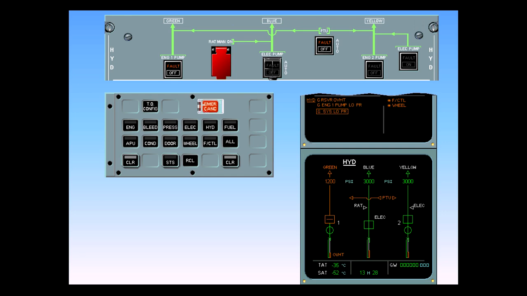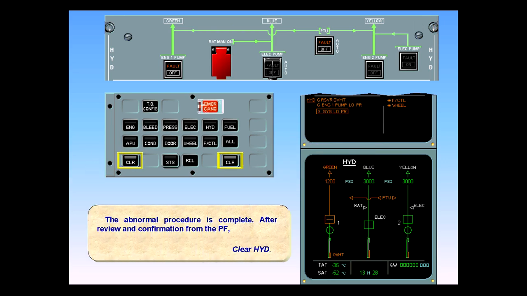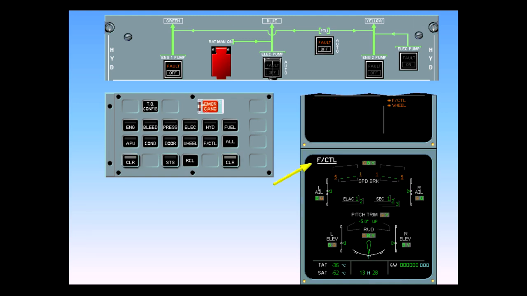The abnormal procedure is complete. After review and confirmation from the pilot flying, clear hydraulics. The ECAM flight control page is automatically displayed for review. On the ECAM flight control page, you can see secondary effects of the hydraulic failure. For example, some spoilers are affected by the green system failure. After review and confirmation from the pilot flying, clear flight control.